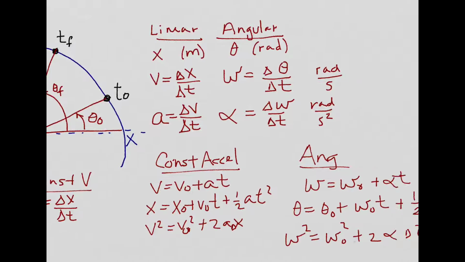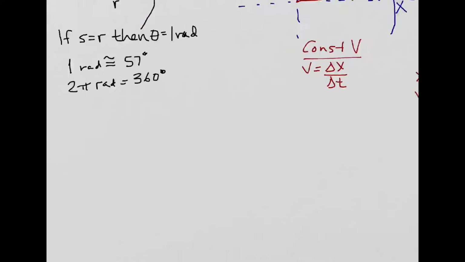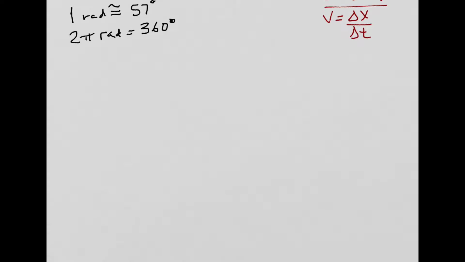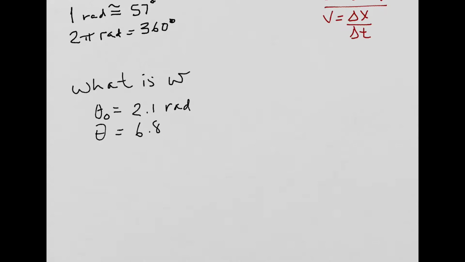So this makes working with rotational motion fairly simple. Let's do a quick problem. Let's find my angular velocity if I'm going from an initial angle of 2.1 radians to a final angle of 6.8 radians, and it takes me 3.2 seconds.